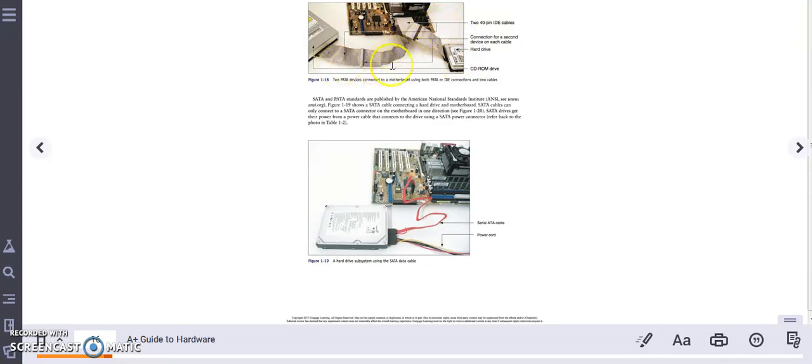Here we have some parallel ATA cables that are connecting a CD-DVD drive and a hard disk drive. And then here is a SATA data cable right here, serial ATA. Serial is faster than parallel. And then here's the power cable that comes off of the SATA drive.